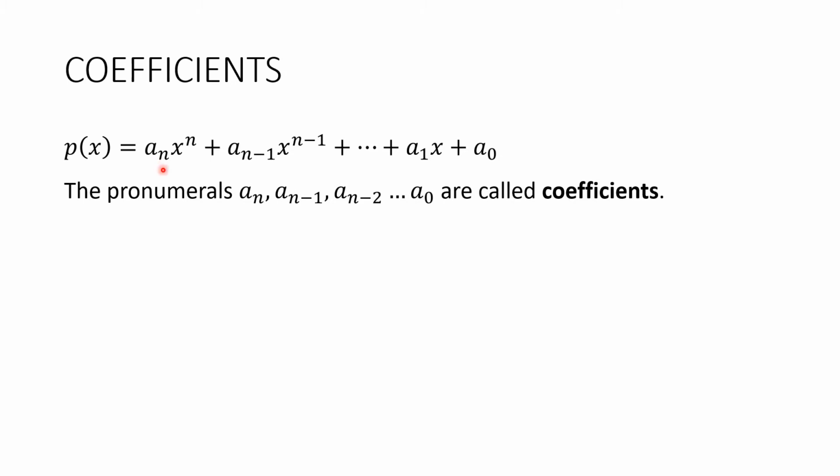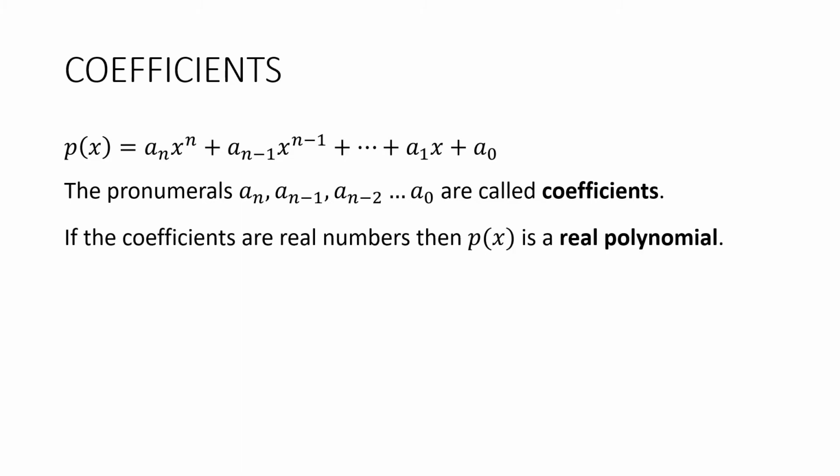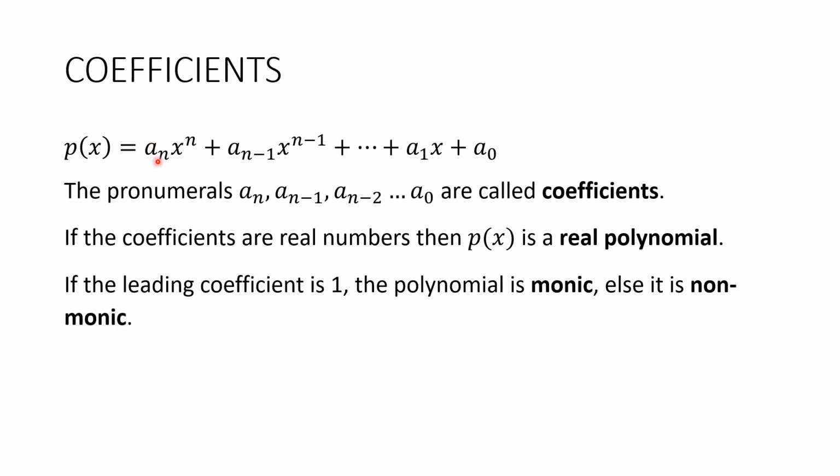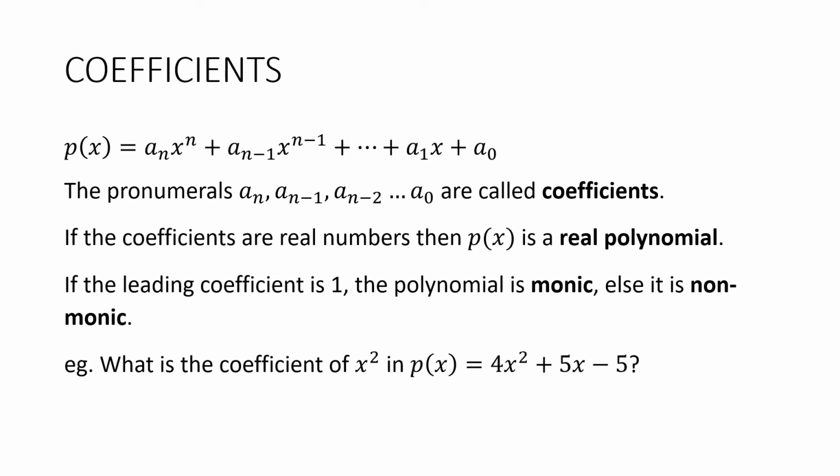Now the pronumerals a_n, a_(n-1), all the way down to a naught are called coefficients. If the coefficients are all real numbers, then p of x is a real polynomial. If the leading coefficient, so that's the coefficient of the highest power of x, is 1, we say the polynomial is monic. Otherwise, it is non-monic. And you've seen this before when you were factorizing quadratics. So what is the coefficient of x squared in p of x is equal to 4x squared plus 5x take away 5? The term in x squared is 4x squared. The coefficient is 4.